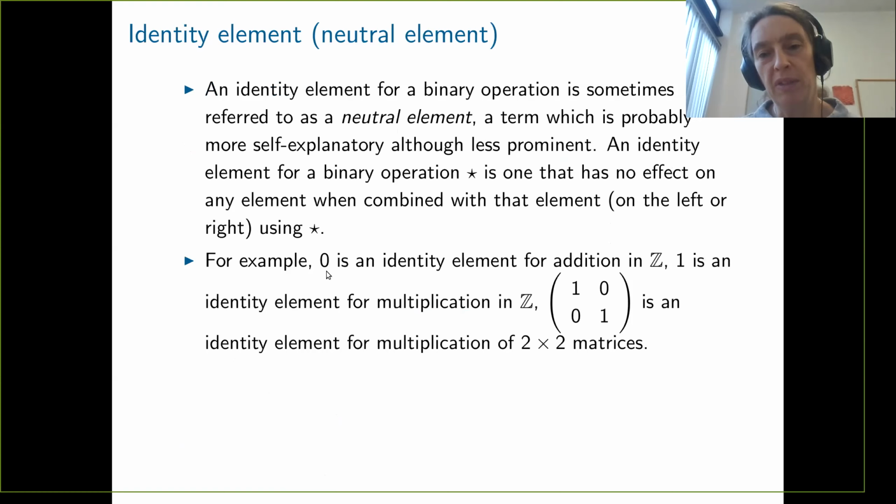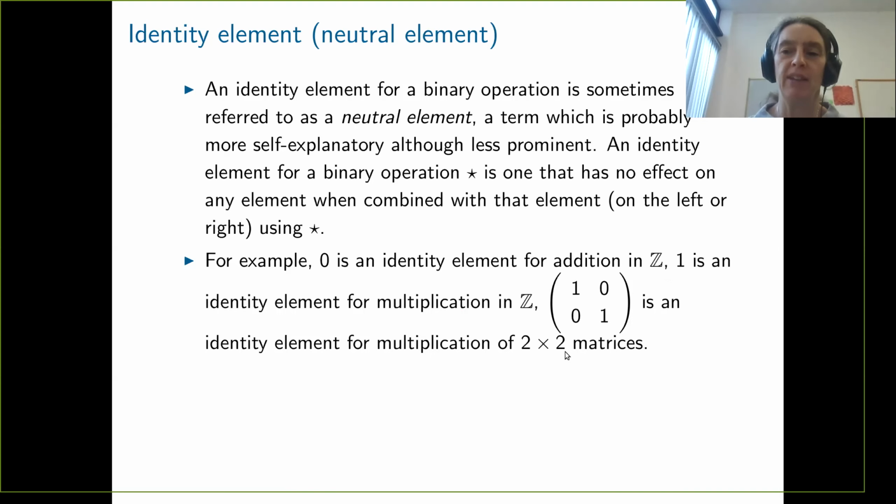So for example, 0 is an identity element for addition in the integers. Adding 0 to an integer has no effect. 1 is an identity element for multiplication of integers or real numbers or complex numbers or rational numbers. Multiplying by 1 has no effect. The good old 2 by 2 identity matrix has the identity or neutral property for multiplication of 2 by 2 matrices. If you multiply another matrix by this one, it has no effect on the other one, no matter what it is.